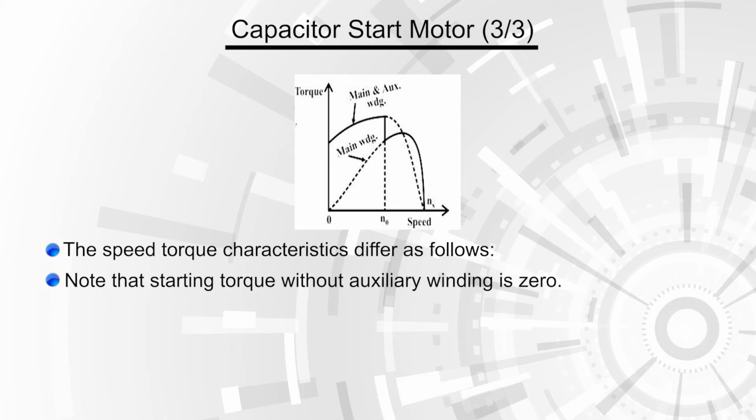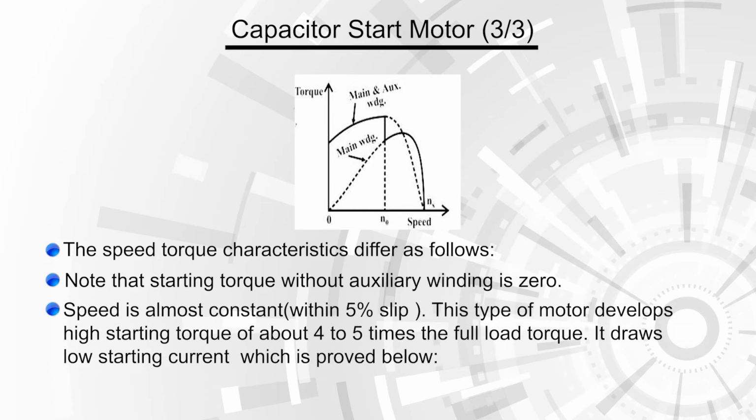Again, we see that the starting torque without the auxiliary winding is 0. The second point is that speed is almost constant. These are the two common points, but this type of motor develops a high starting torque of about 4 to 5 times the full load torque, and it draws a low starting current, which is proved below.